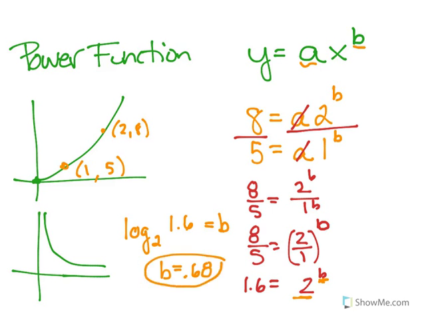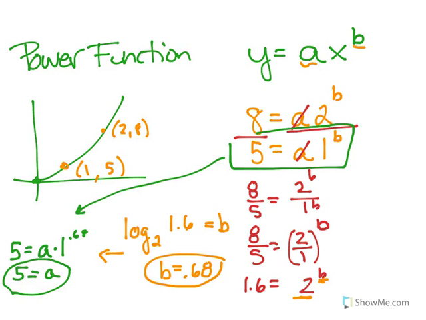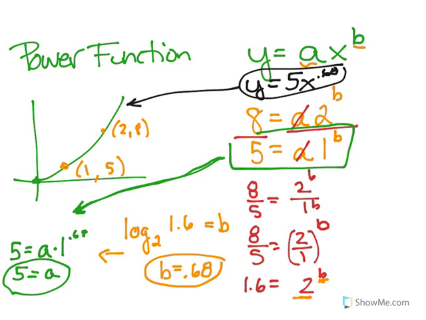Now to solve for a, I'm going to put that piece of information back into any one equation. So I'm going to erase a little space here, so I have some space to work. I went ahead and grabbed this equation. I substituted the 0.68 in for b, and I solved and found that a was equal to 5. So my final equation is the following: y equals 5x to the 0.68. So that should be the equation, the power function that contains those points.